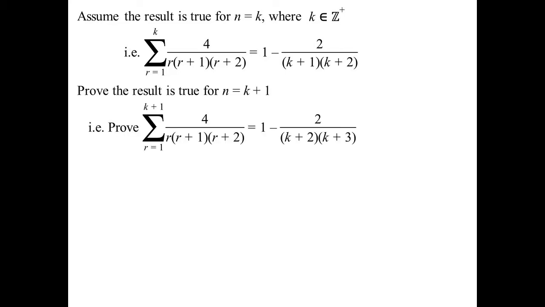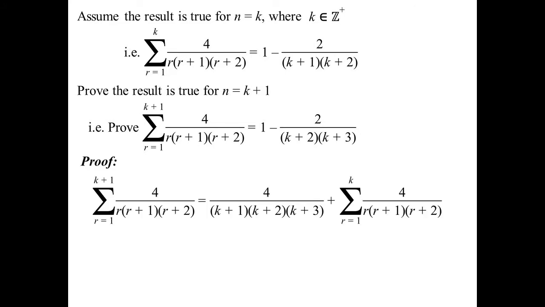Now we want to prove it true for the next case. Now remember, when you're using sum notation, the general term doesn't change because all of a sudden we've gone to k plus 1. All that changes is the number on the top of the sum. Now it is k plus 1 instead of k. The right-hand side will change. So that becomes 1 minus 2 on k plus 2, k plus 3.